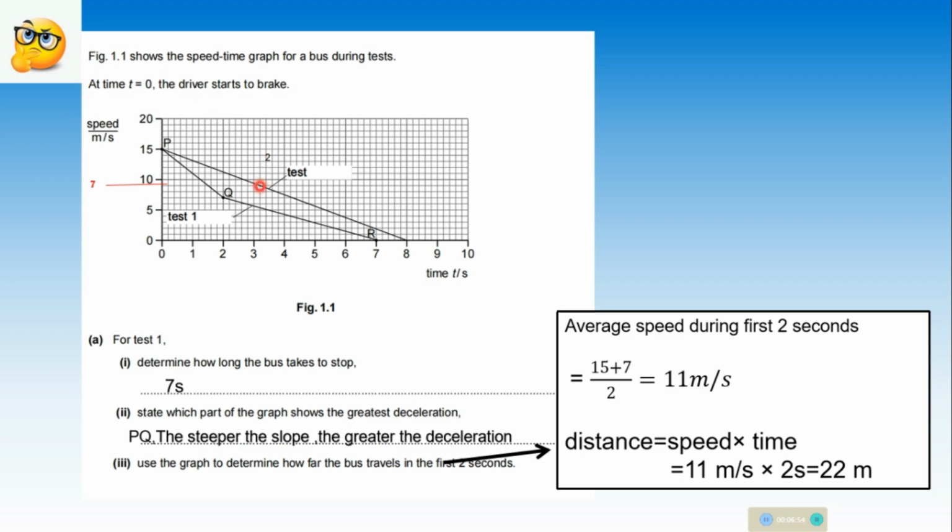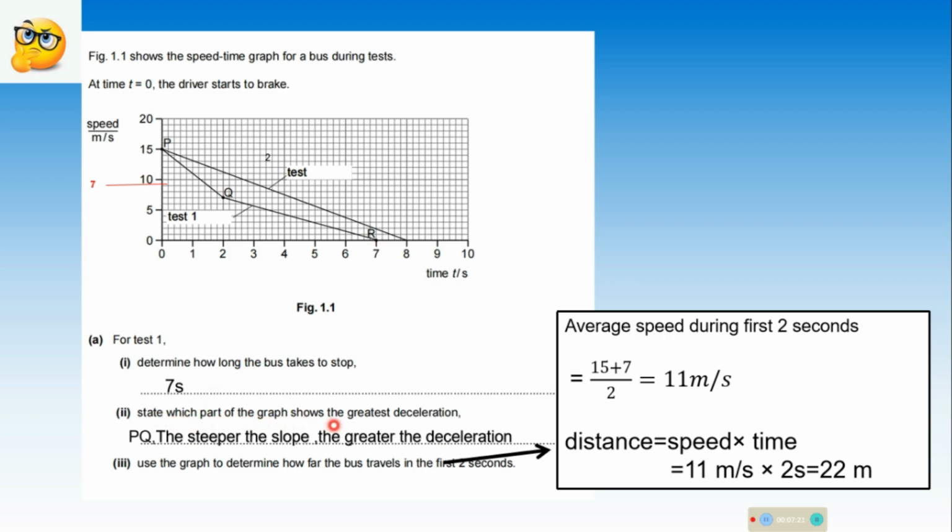This figure shows the speed-time graph for a bus during a test. At time t equal to 0, the driver starts to brake. This is test 1, PQ and QR. This other black line represents test 2. So for test 1, all the information you have to give is for test 1. Determine how long the bus takes to stop. It's 7 seconds. It is given that it takes 7 seconds to stop.